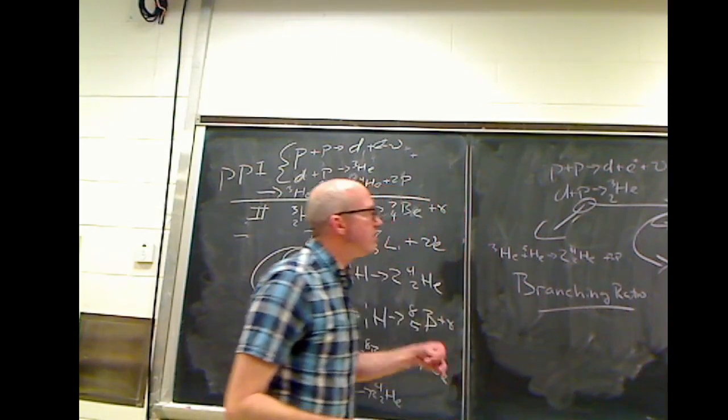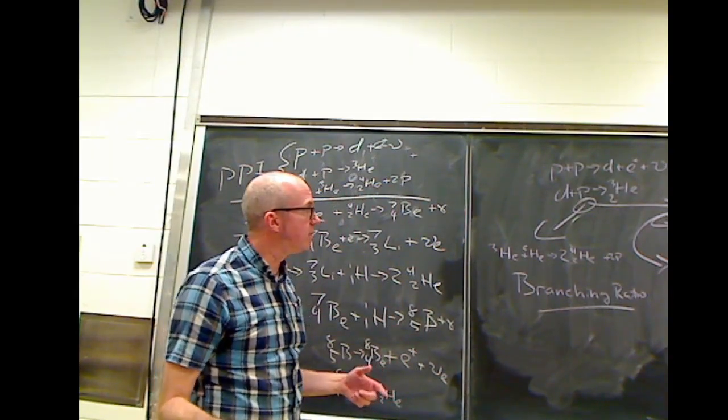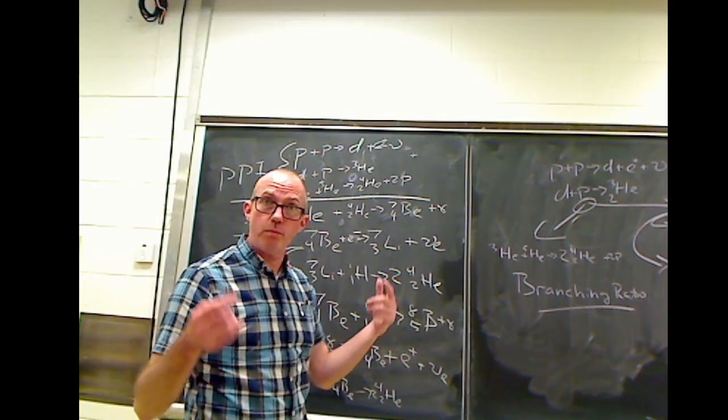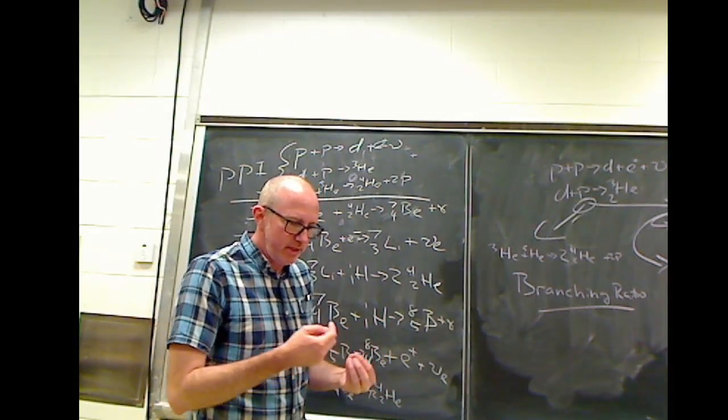Which is the fraction of events that go into one channel or the other. Does that make sense? So mostly we're just packing stuff together. But you can't pack 4 things together because that's never going to happen.